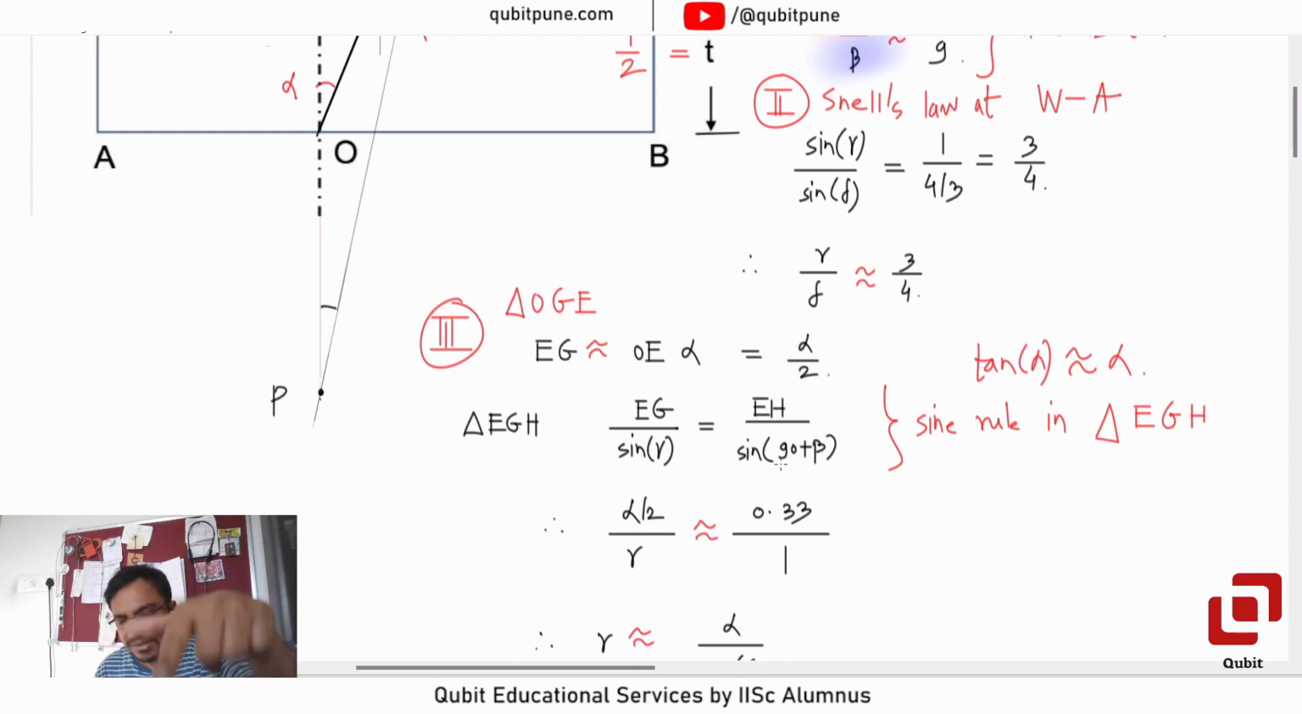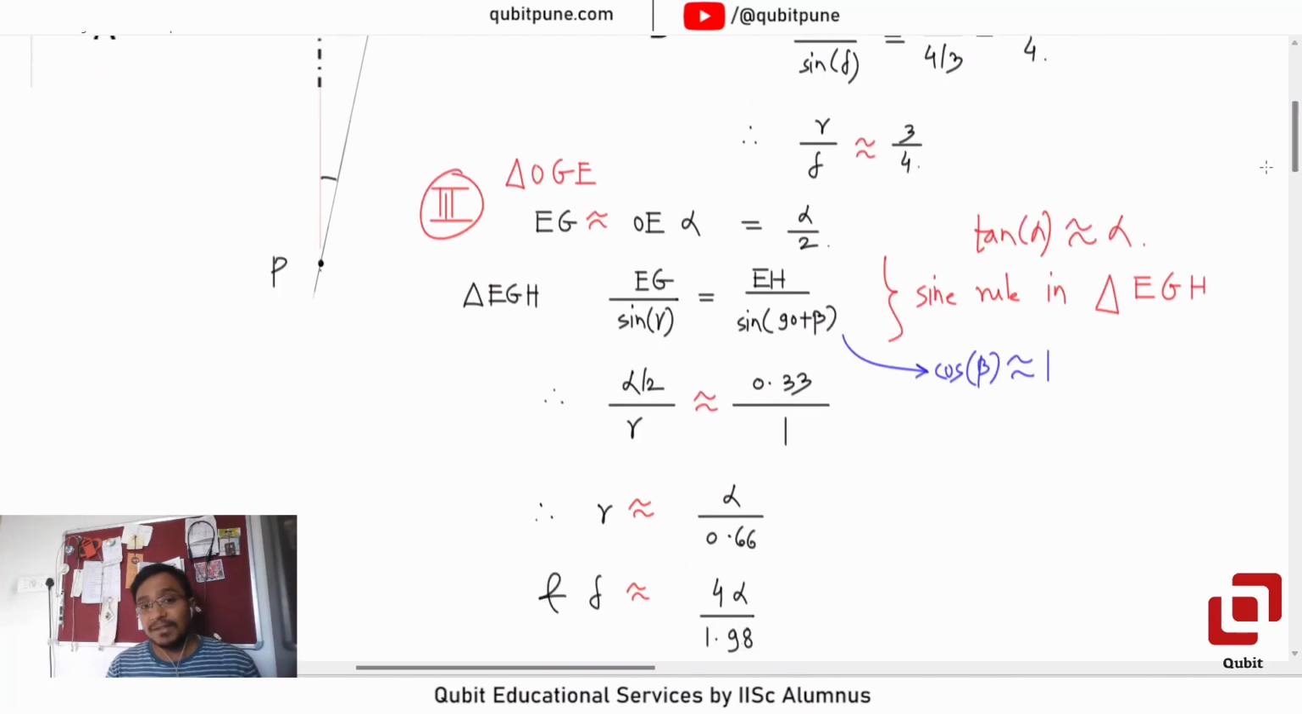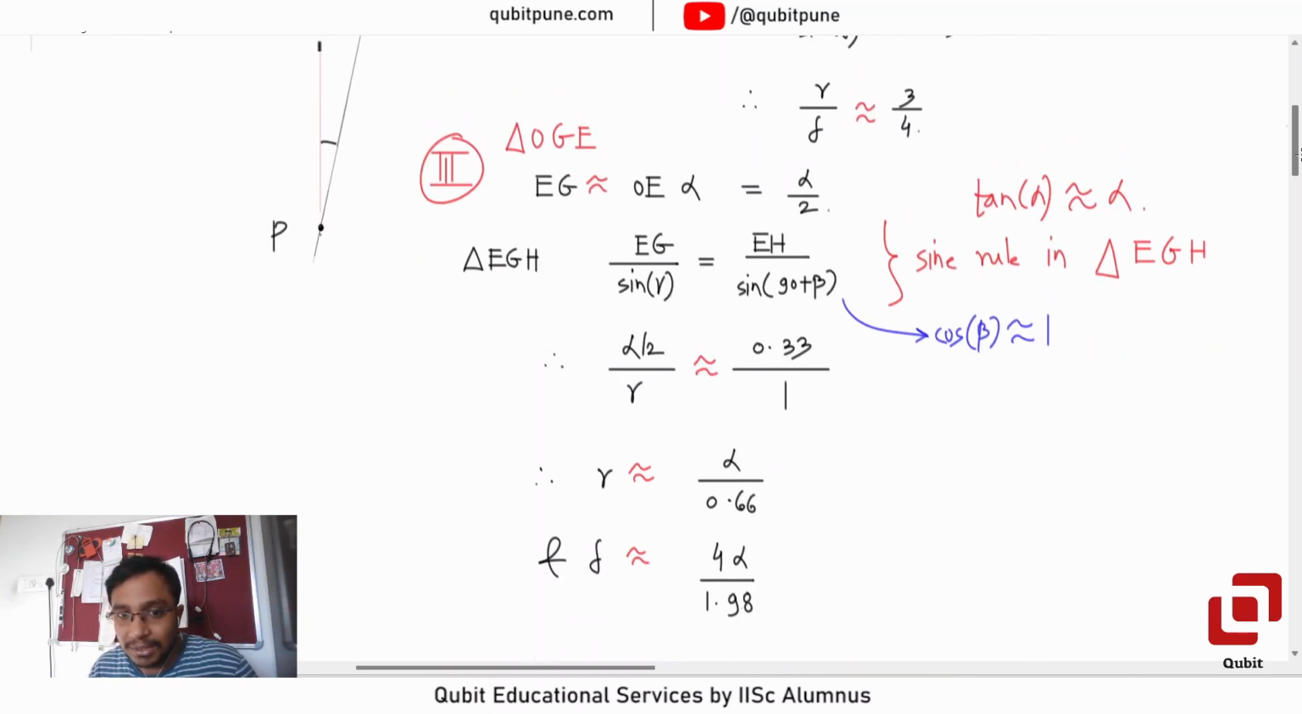But again use linearization. So wherever sine gamma is there, put gamma. Whenever sine (90 plus beta) is there, now look here, sine (90 plus beta) is cos beta. But as I told you, cos beta linearization is 1. So that will give us an approximate value of gamma as alpha by 2 into 0.33, or alpha by 0.66. And what is delta? Delta is 4 gamma by 3, and that gives us this from this one.